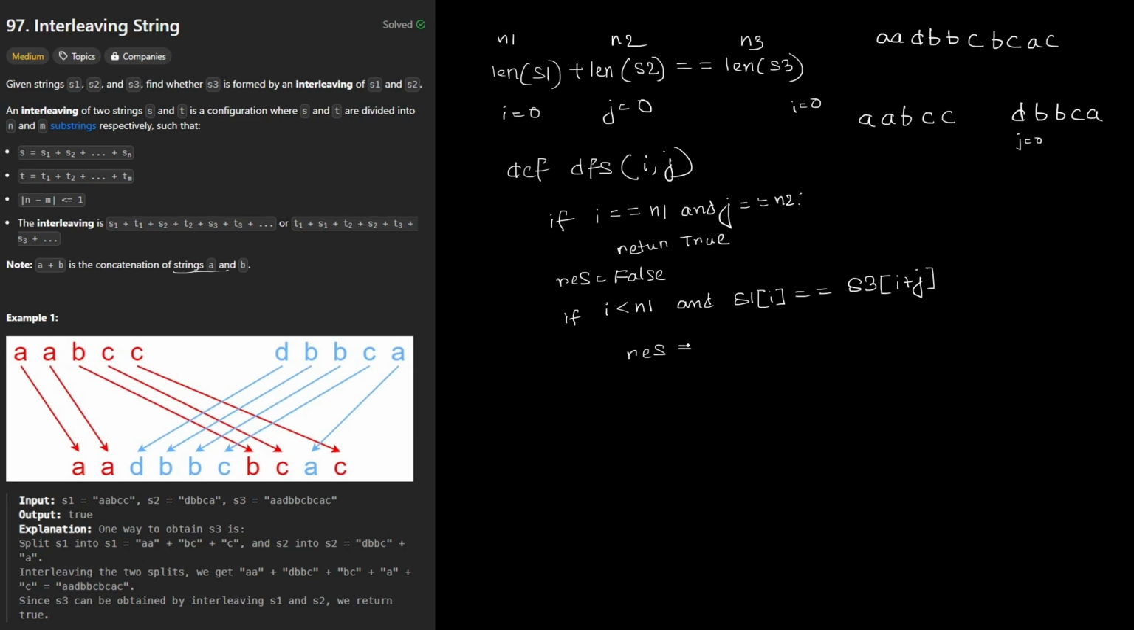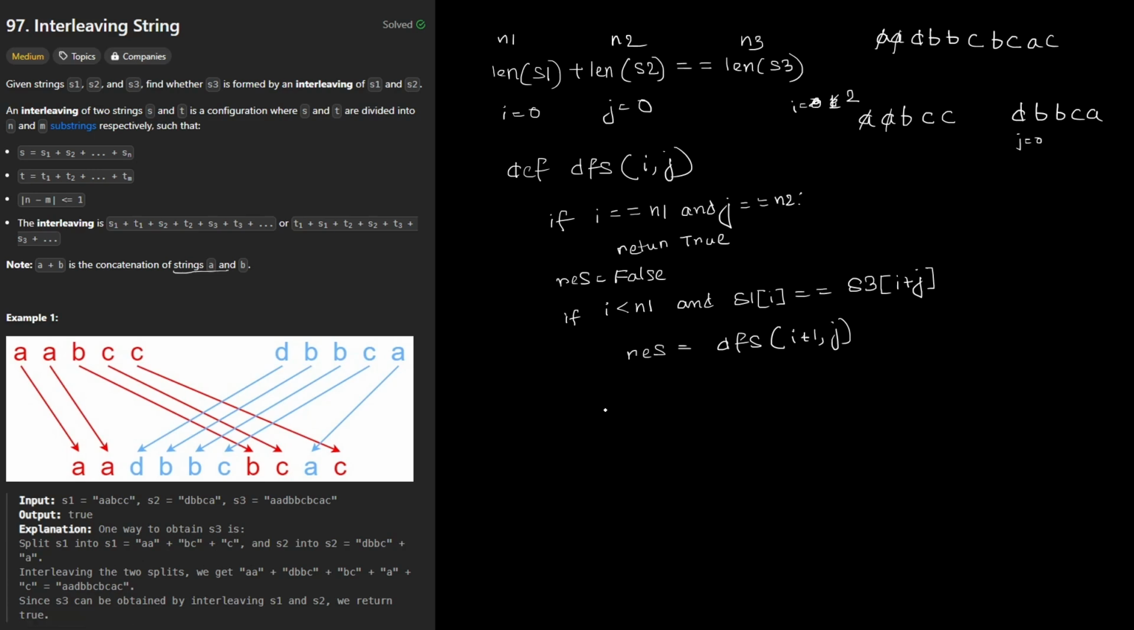So the result would be DFS of, because you have already checked this one, we are going to remove it and increment i by 1. So we say i plus 1 and j remains the same. Now we do the same thing again, these are common, so we remove it and increment to 2. Now we reach this condition, and it is going to fail because S1 of i is not equal to S3 of i plus j.